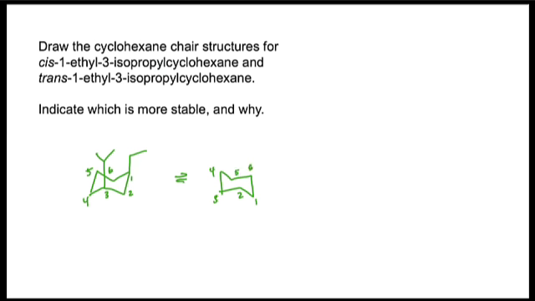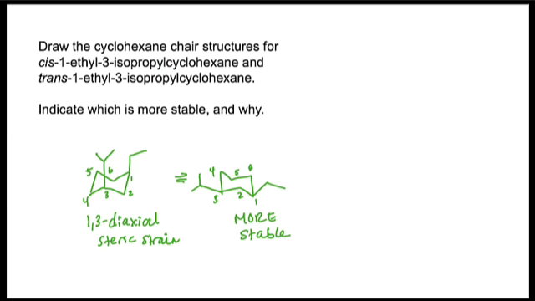All right, and I'm going to ring flip this structure. And then that means that on carbon number 1, I've got an ethyl group up but equatorial. On carbon number 3, it's up equatorial. So that moves both of the large groups to the equatorial position. And so clearly we've got a lot of 1,3 diaxial steric strain. And so this is going to be the more stable conformation.